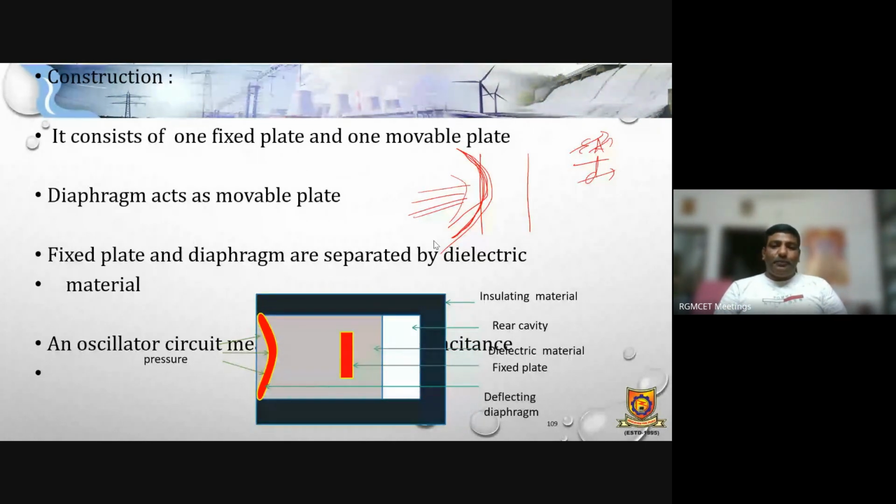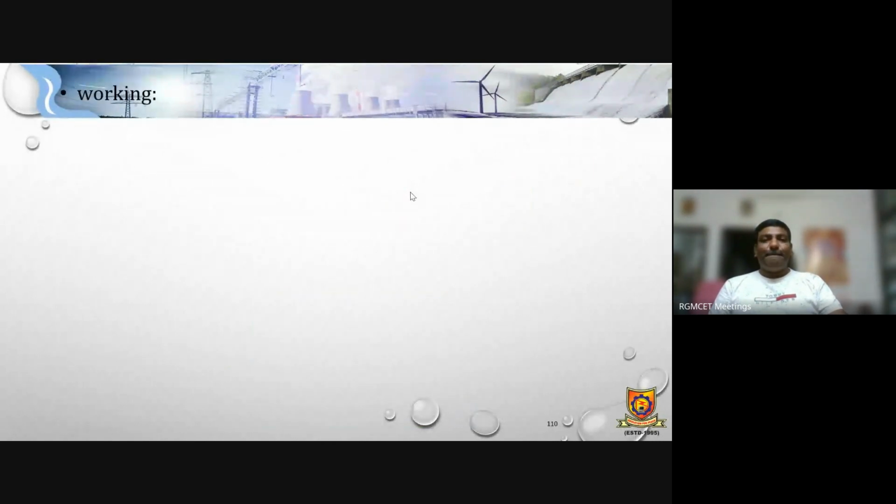So here we can observe the distance between the two plates will be changed accordingly. Here the distance is more and here the distance is less. Again the distance is more. So as the distance changes, automatically the amount of capacitance will change, so that we can measure even pressure also. So pressure also can be measured through this kind of capacitive transducer, right?